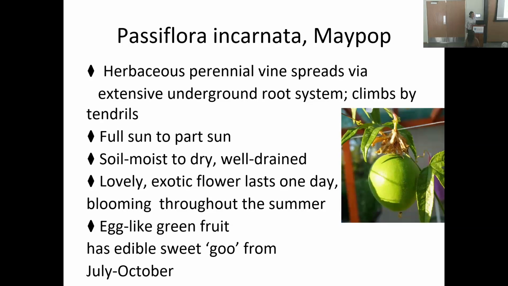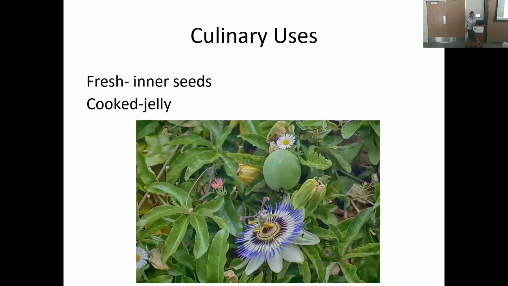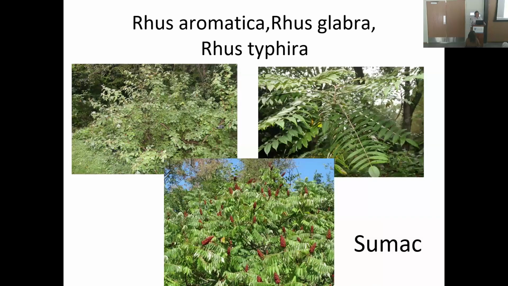It is a herbaceous perennial vine. It does spread with an extensive root system. It's kind of hard to get rid of once you get it started. It's best to maybe grow it on a trellis and kind of contain it, unless you don't mind that it covers, but the flowers are just absolutely gorgeous, so exotic, and they only last one day. And there's another little picture there, and basically you can make jelly out of it.